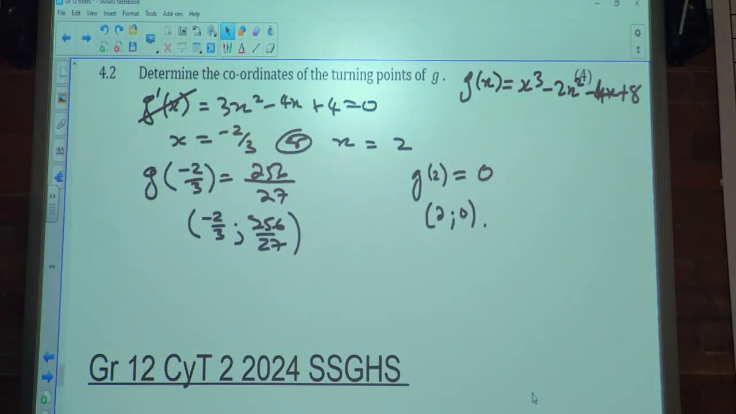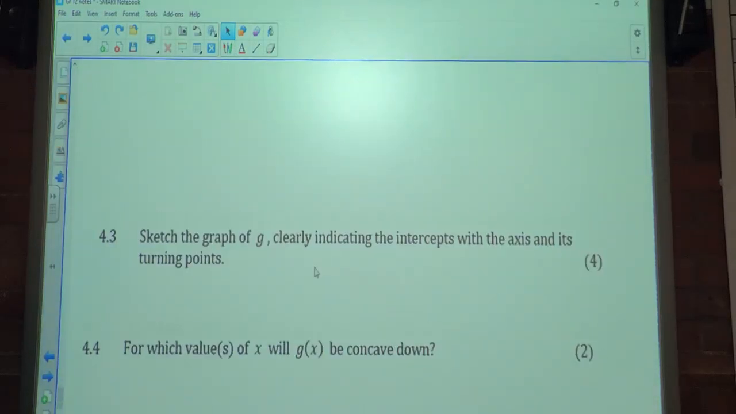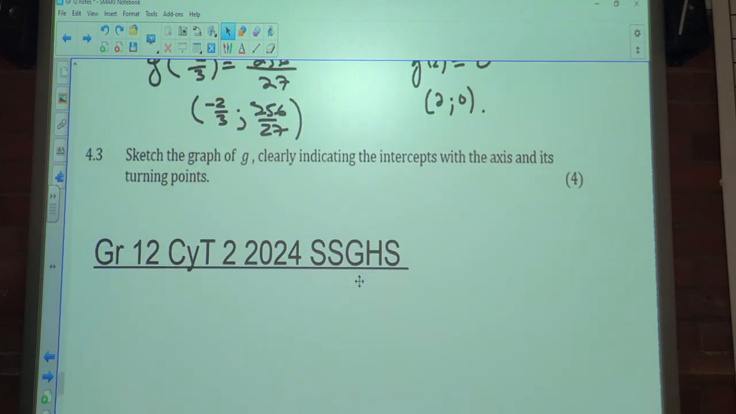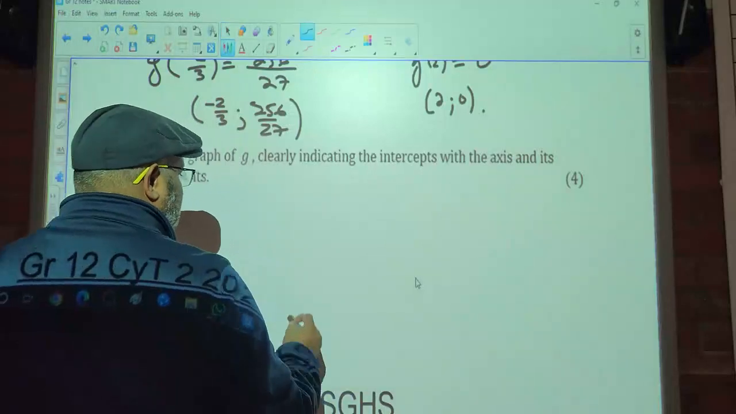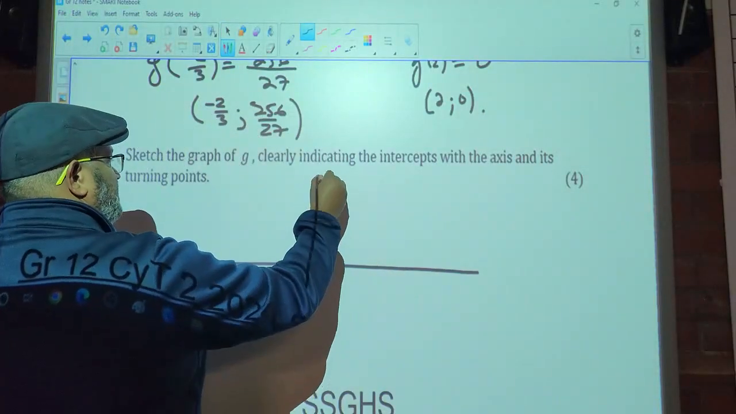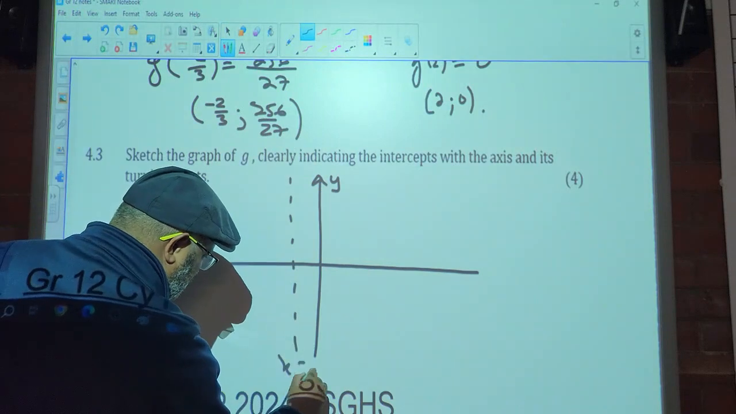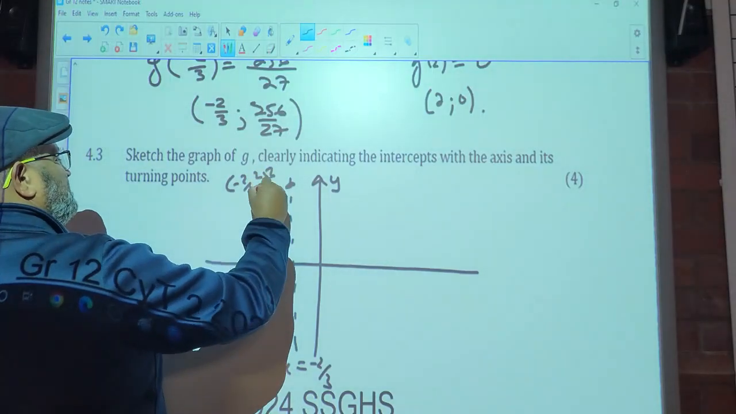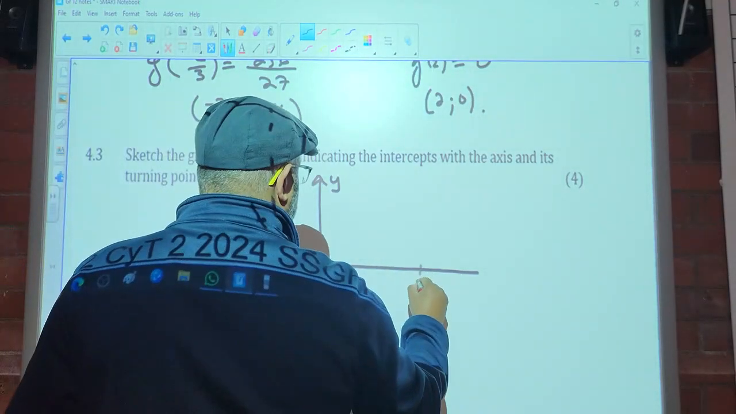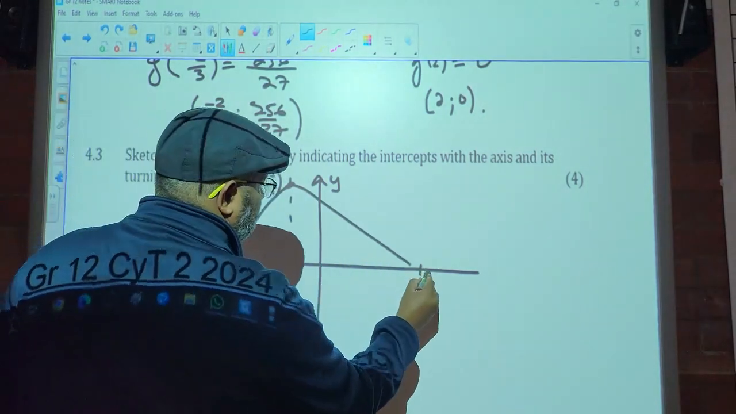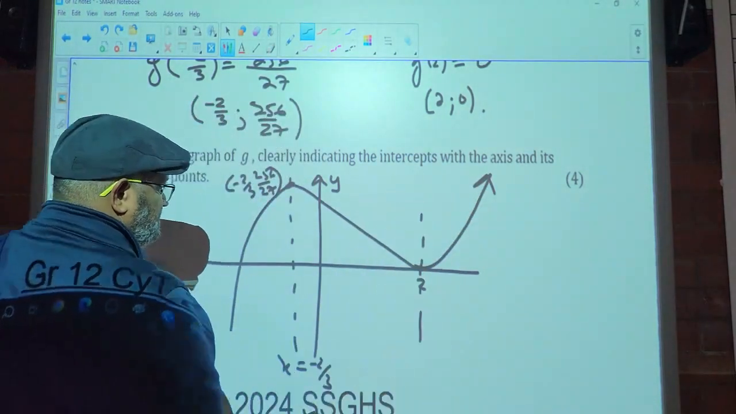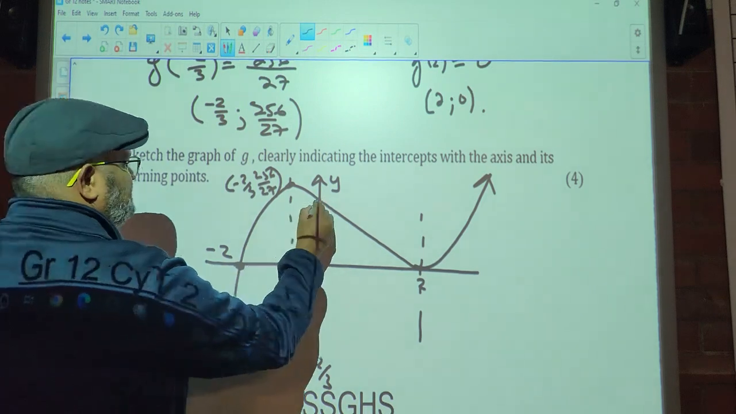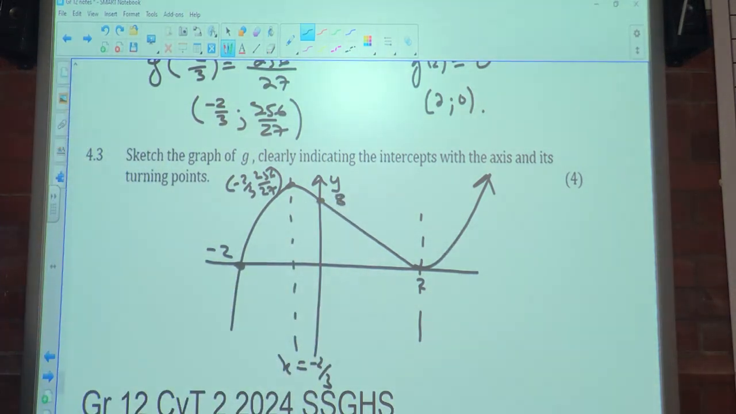Okay. So now I ask you to sketch this graph. We have the turning points. The x-value is negative 2/3, and it turns on this line at 256 over 27. Then at 2, that's the turning point there, as we know. And this was negative 2. And this was your 8 that we calculated. You all agree with that?